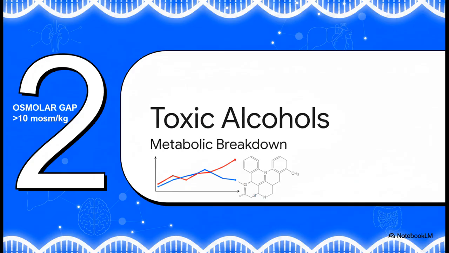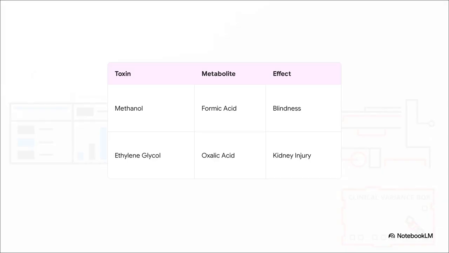Module 2. Toxic alcohols, metabolic breakdown, and the osmolar gap matrix. Moving on to toxic alcohols. The sneaky challenge here is that the parent alcohols aren't actually what kill the patient, it's their metabolic breakdown products. Both of these lethal alcohols hijack the exact same enzyme, alcohol dehydrogenase, but their downstream destruction forks into two entirely different directions. Methanol metabolizes into formic acid, which specifically attacks the optic nerve, causing optic disc hyperemia and, ultimately, blindness.